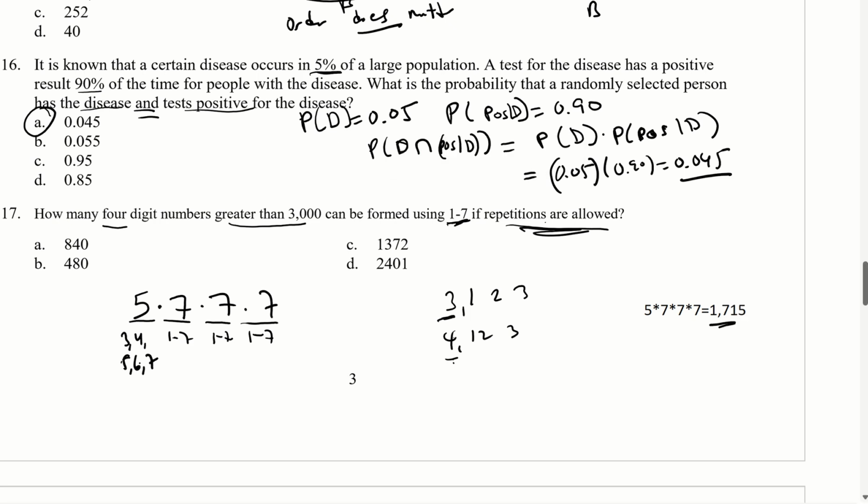Okay, so there's a typo here. This number right here should be 1715. That number 1372 is if you assume this is 4 times 7 times 7 times 7, which is incorrect. Because I guess in the solution, they didn't include 3. They only included 4, 5, 6, or 7. So that's 4 times 7 times 7 times 7, which is 1372. But you can include 3 because being greater than 3,000 can be a 3 there. So it has to be 1715. Okay, so the answer is C, but it should say 1,715.